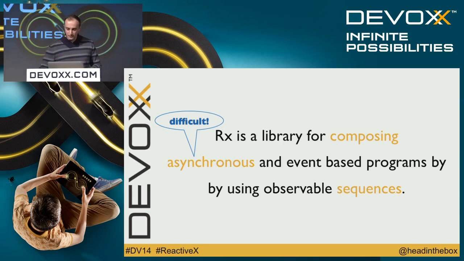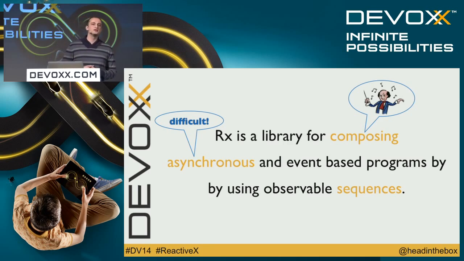Well, we'll see. Then there's this word composing. Now, composing comes from compositionality. I find that to be a really beautiful word, compositionality. I guess Rx allows us to compose our programs, our asynchronous programs, sort of like an artist, like a musician maybe.